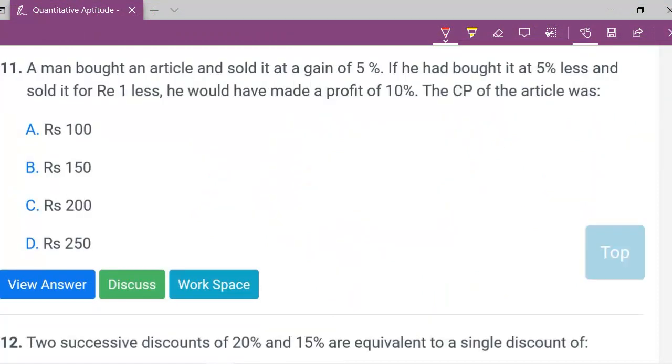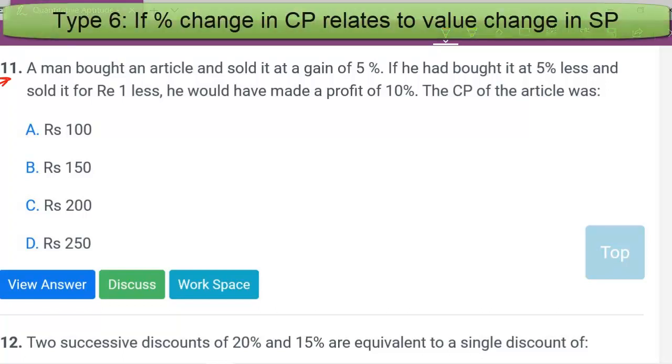So we have again a different type of question. A man bought an article and sold it at a gain of 5%. If he had bought it at 5% less and sold it for rupees 1 less, he would have made a profit of 10%. So the CP of the article was, right? In many questions we should assume the CP as 100. That would be a convenient way to approach the questions.